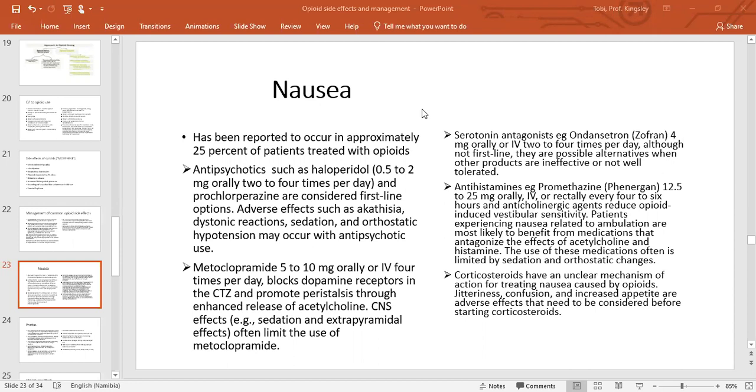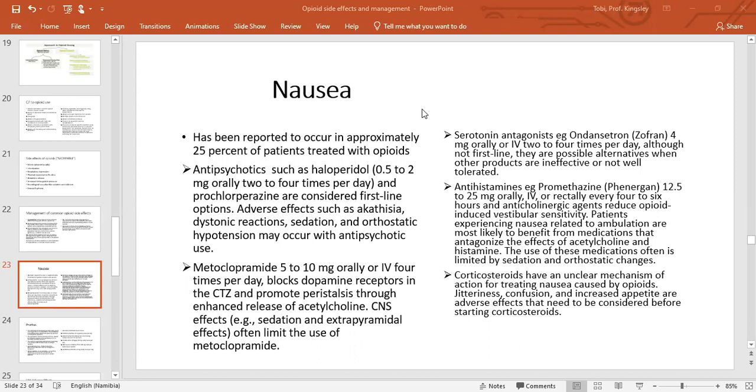Antihistamine, popularly promethazine, 12.5 to 25 milligrams orally, or you can even give it rectally, has been found to reduce opioid-induced vestibular sensitivity. And don't forget that sometimes this nausea may result from activation of the vestibular apparatus in the middle ear.